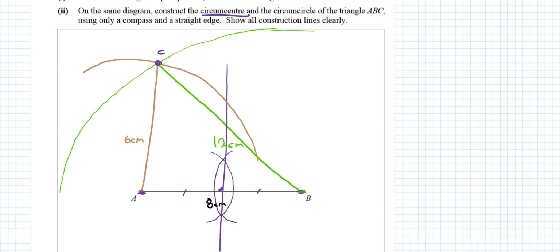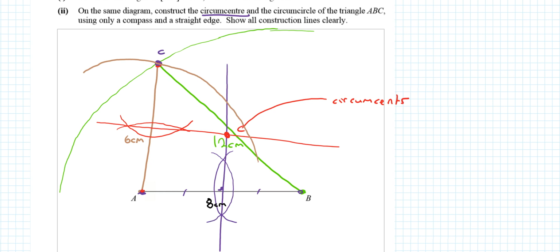It's perpendicular and it bisects this side. Then you're going to do the same thing with either AC or BC. So compass down here, make sure it's over halfway, swing an arc. Compass down here, make sure it's over halfway, swing an arc. And where they hit each other, okay, there. Where they hit each other is the circumcenter.